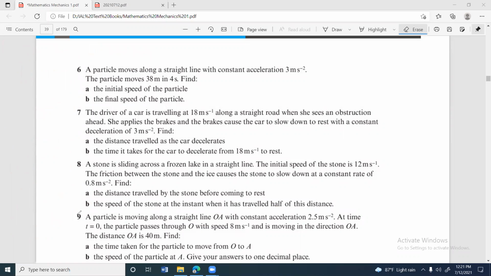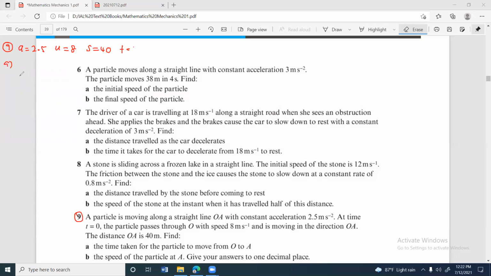Right, let's come to the ninth question. The particle is moving along a straight line OA with a constant acceleration of 2.5, so a is 2.5. At time t equals 0, the particle passes O with a speed of 8, so U equals 8. It's moving in the direction of OA, where the distance OA is 40, so S is 40. Find the time taken for the particle to move from O to A.